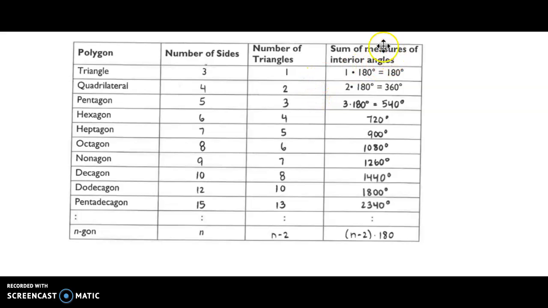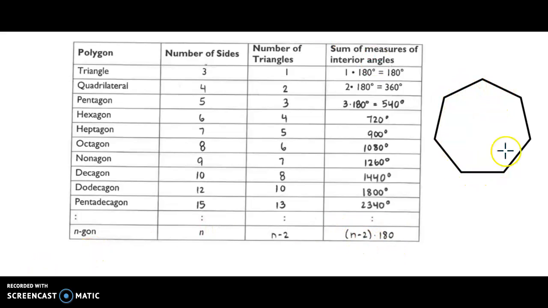And this last column, the sum of the measures of interior angles, meaning if you were to add up all of the angles inside of that shape, what do they add up to? All right, so the number of triangles inside, I'll explain that in a second. There's a formula here for any polygon. You can figure out the sum of all of the angles inside.